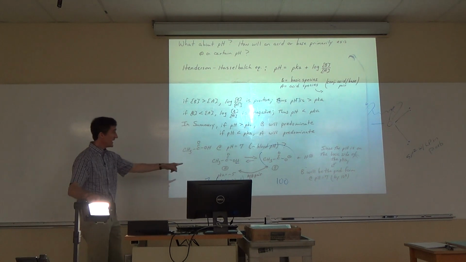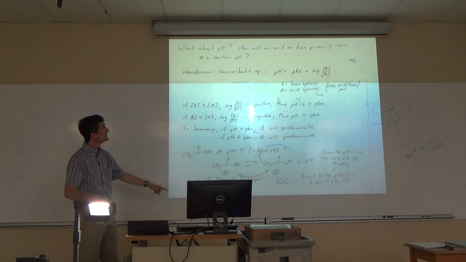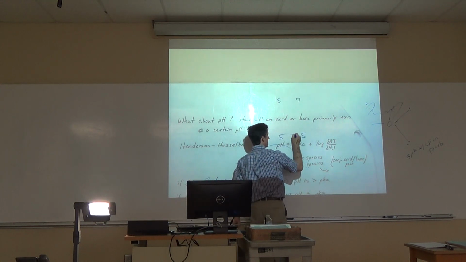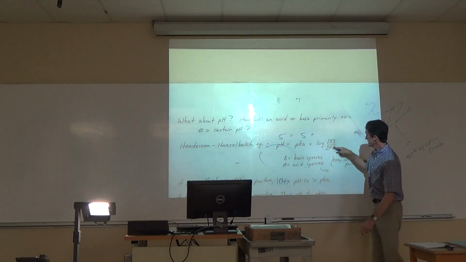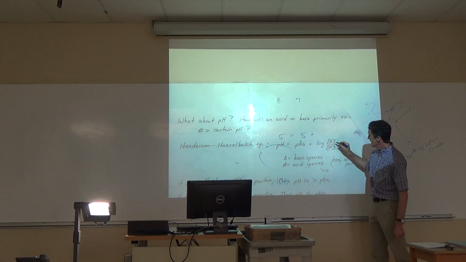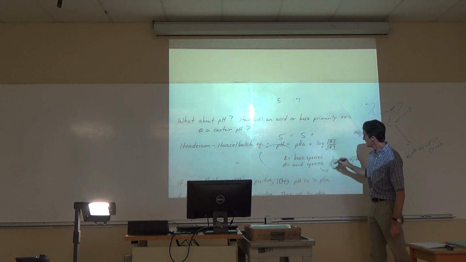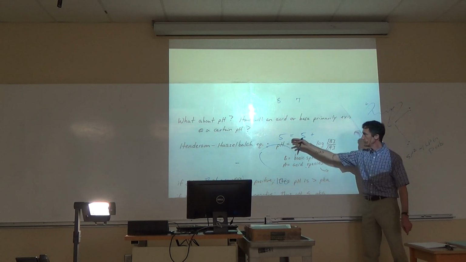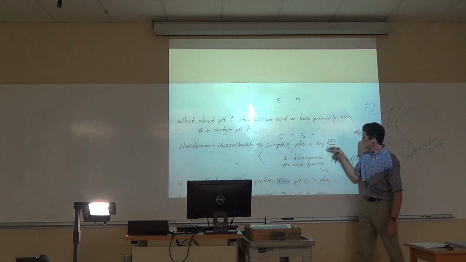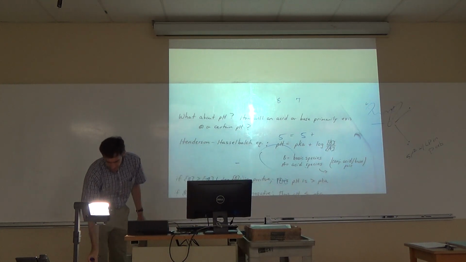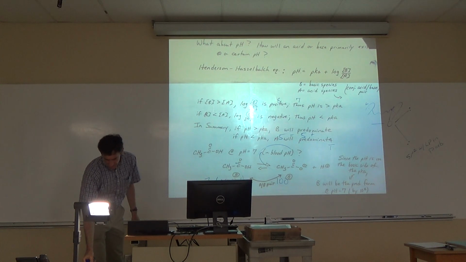Because if the pH is 5, if both of them are 5, what does this have to equal? 0. That means that this is 1 over 1. You see? When these are equal, B and A are equal. Okay, that's the math. Take a look. Note down there.